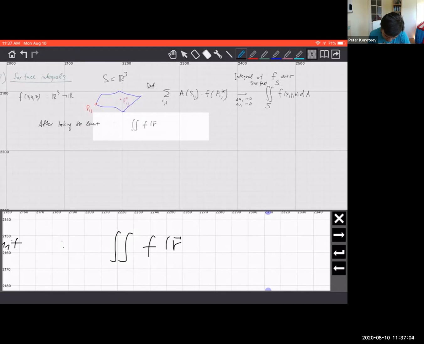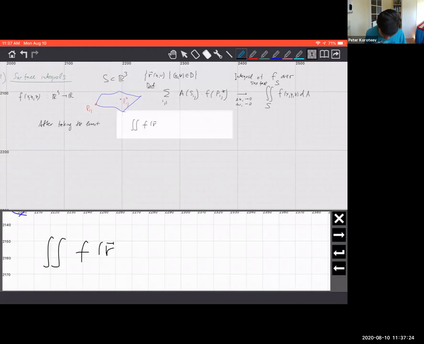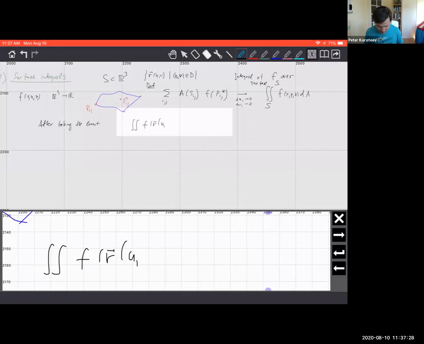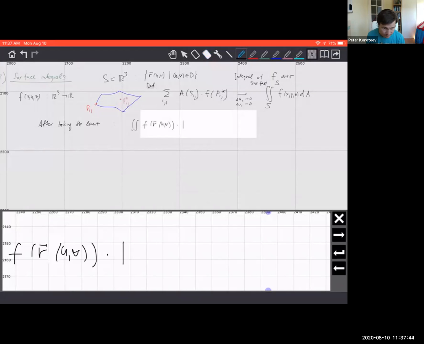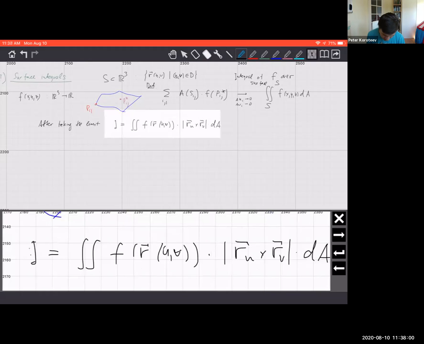So if the surface S is given by vector function r of uv, such that u and v belong to some subset D, what you need to do is plug in, instead of x, y, and z, x of uv, y of uv, and z of uv, right? Put it inside f, and then integrate it with the standard formula that we have, like this. So the surface integral, we can call it I, is given by this formula here.